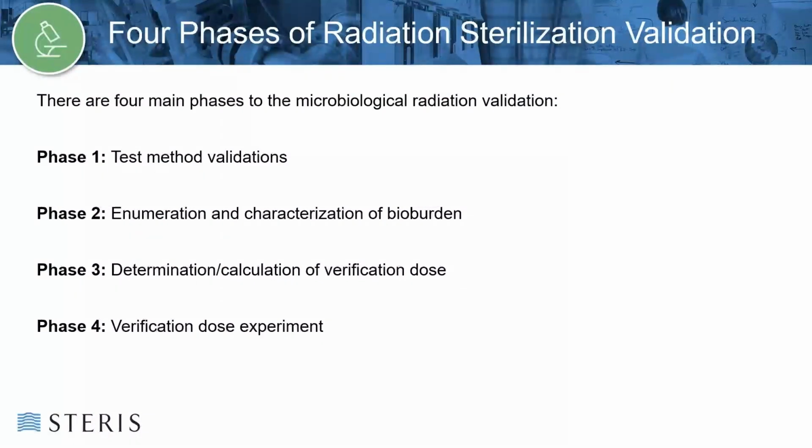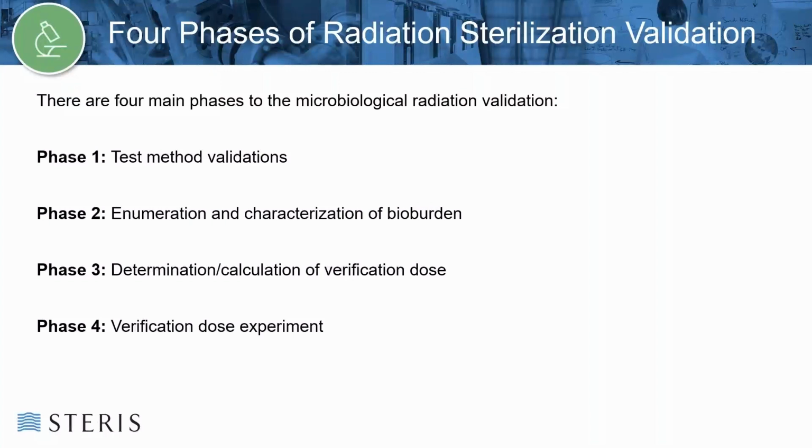The microbial testing of a radiation sterilization validation occurs as 4 phases or stages. Phase 1 is the test method validations. This ensures accurate microbiological test methods for the device, i.e. giving us no false negatives and making sure we have acceptable recoveries. Phase 2 is the enumeration and characterization of bioburden. Here we're determining the number and the type of bacteria or fungi on a medical device prior to exposure to the radiation.